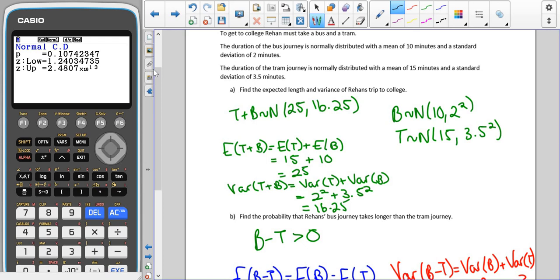So he gets the bus and the tram, so we're going to have to add those together. You can see here on the right hand side, I've just written down the distributions that we were given in the question, just so I knew what I was using.